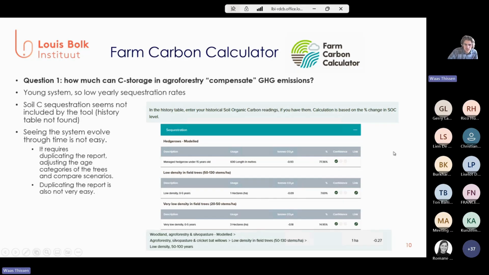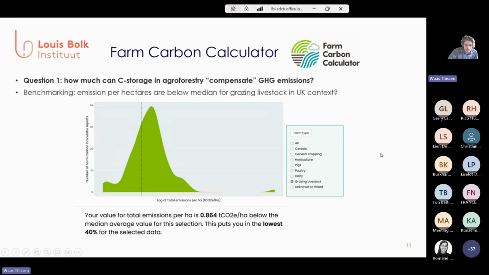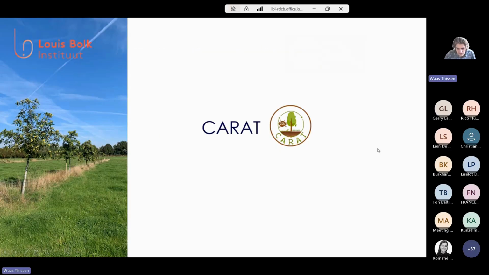But that's a little bit tricky. So just to check, are we very far out with our emission calculations? Did we do something wrong? It seems, at least from the UK benchmarking, this is another option that the tool gives, that we are not extremely far off with our emission calculations per hectare. So it gives some idea of where we are in terms of emissions. Yeah, so that was the farm carbon calculator.